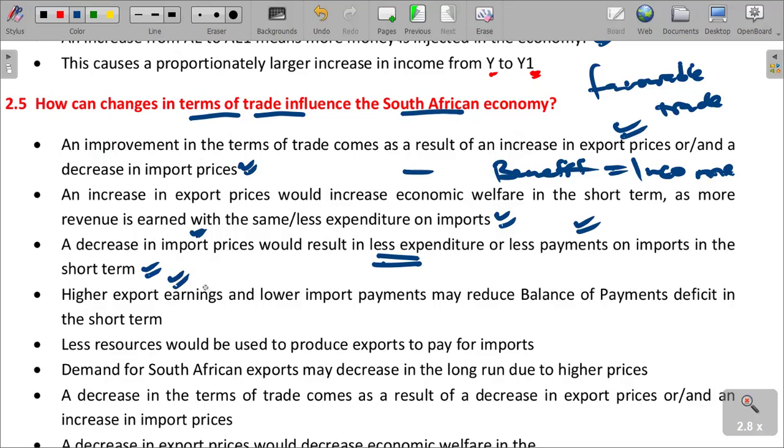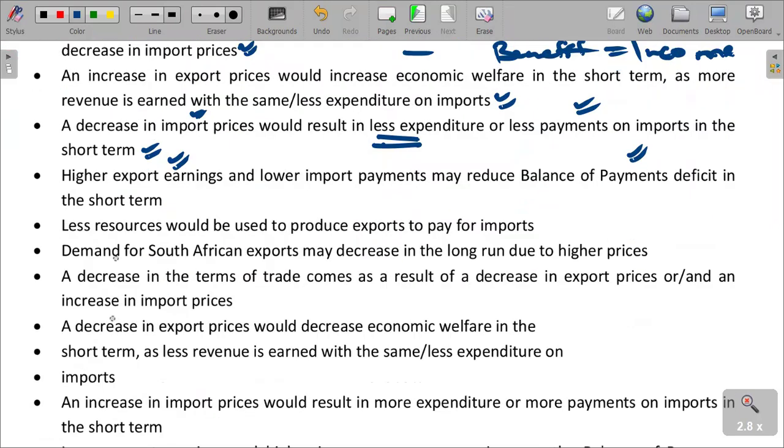Export earnings, we are talking about the monies that the government, South Africa, is making from the sale of its exports, and lower import payments. It may reduce the balance of payments deficit. The balance of payment deficit is corrected in the short term. So less resources will be used to produce exports to pay for imports. Therefore, it's a benefit. We are producing to sell outside, but we use less, so therefore it's a benefit again.